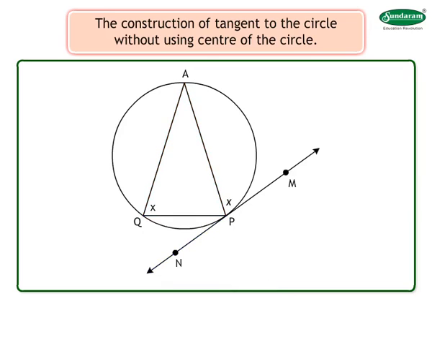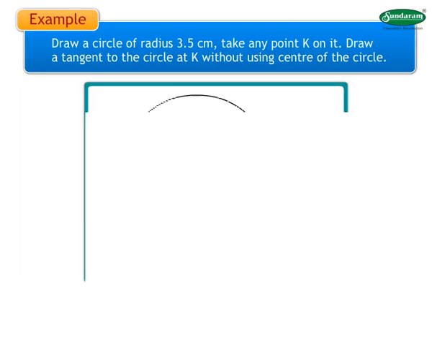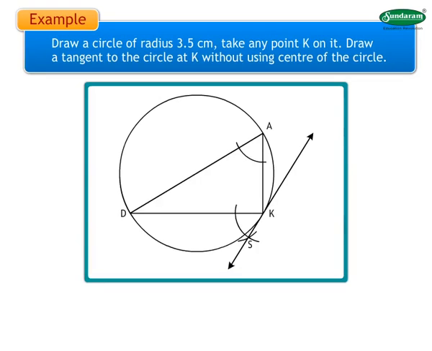Now, conversely, using QP as one side and P as vertex, if we draw angle QPN such that angle QPN is congruent to angle QAP, then the line PN must be a tangent. Now let's look at an example. Draw a circle of radius 3.5 centimeters. Take any point K on it. Draw a tangent to the circle at K without using center of the circle.